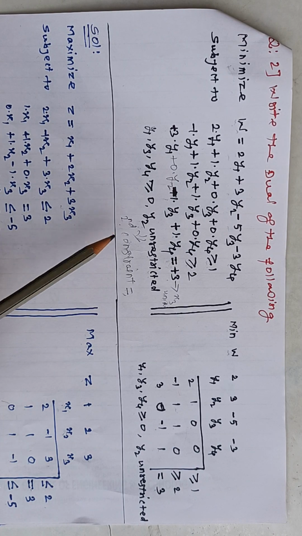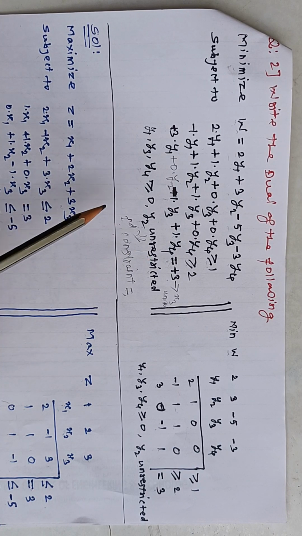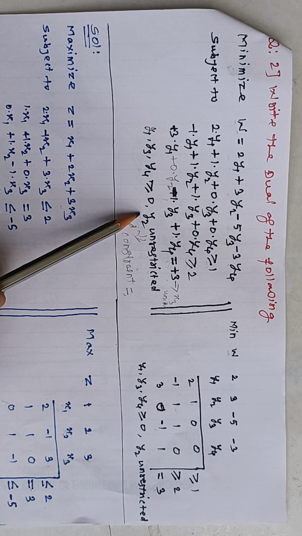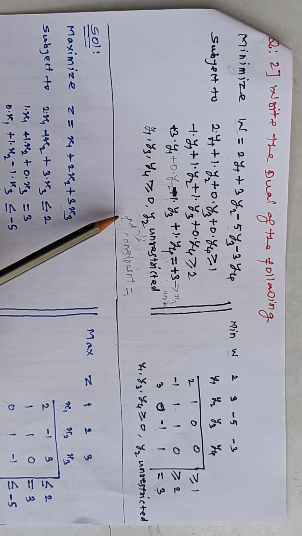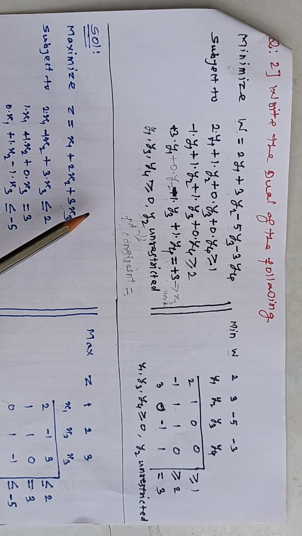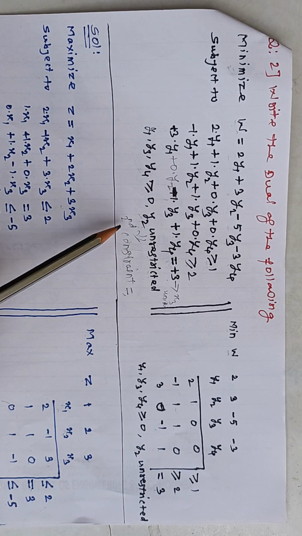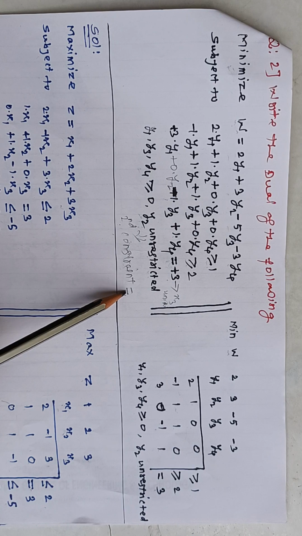Now concentrate on the unrestricted variable. This is y2, the second variable. y2 is unrestricted. The meaning of this is very simple. This is a variable, but in dual the second constraint must have an equal to sign.